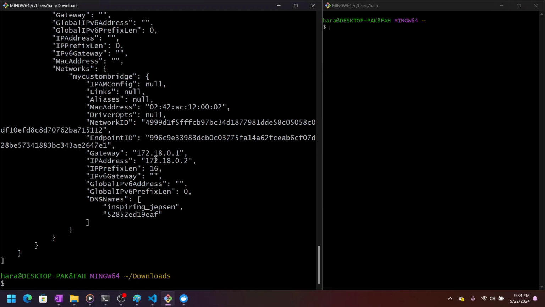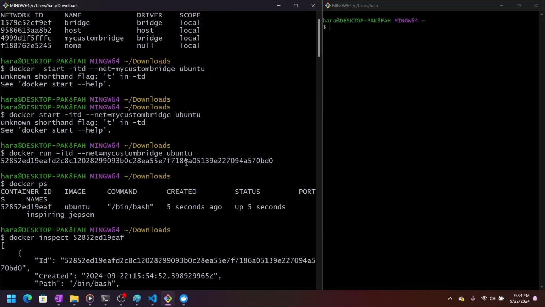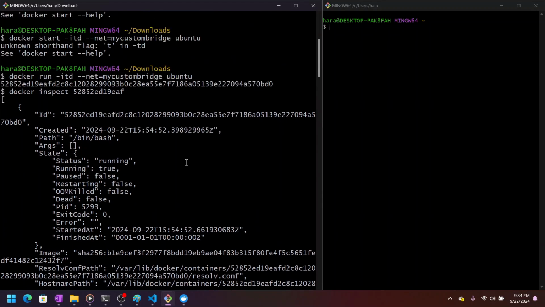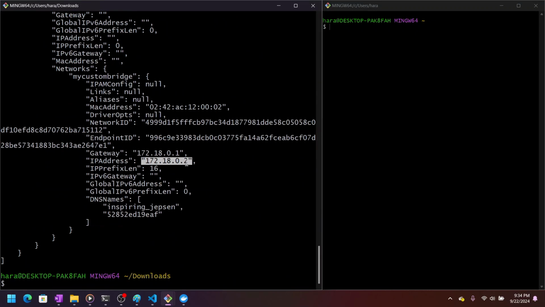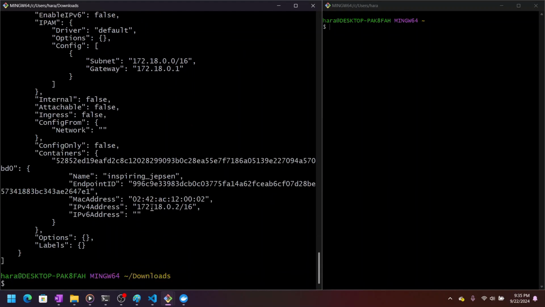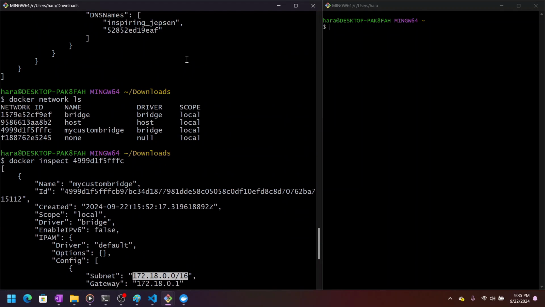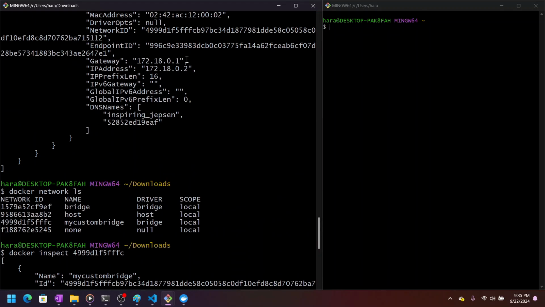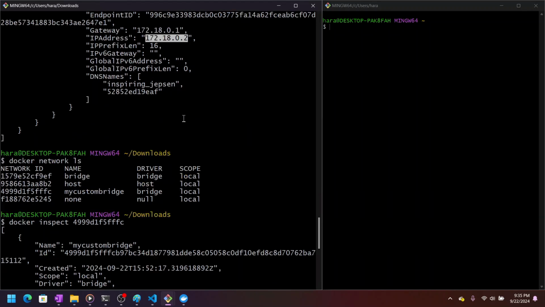You can see that we have this 172.18 address, from the bridge network which we created. Let's check it. Yes, it is 172.18, so you can see it has got this IP from here. So this is how you can create a bridge network.